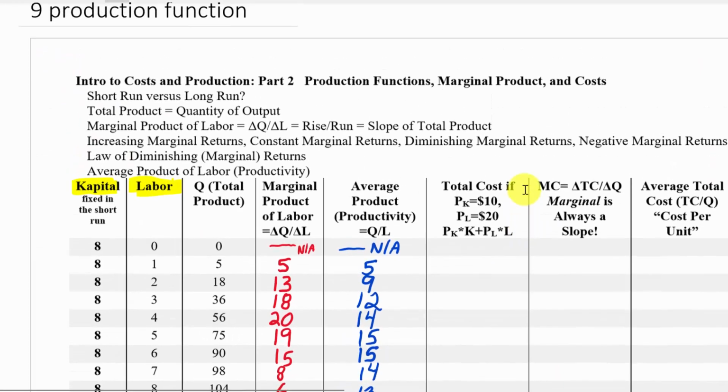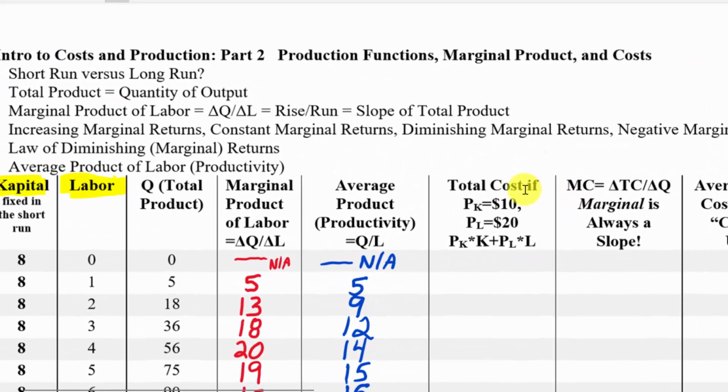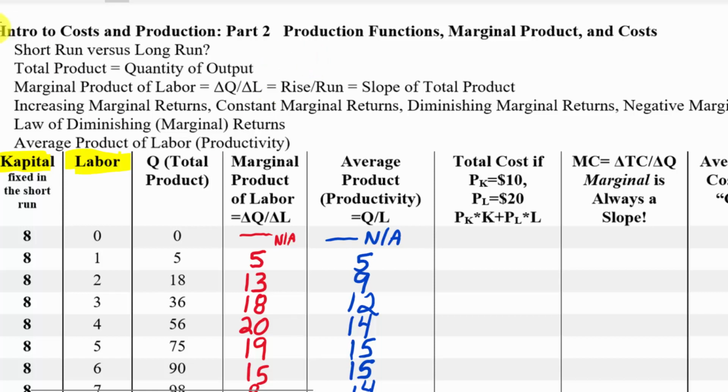Let's go back and look at some of these definitions up here now. So we talked about the short run versus the long run, and total product and the marginal product of labor is the slope of a total product function or a total product graph. Increasing marginal returns. So what we're talking about here when we're talking about the marginal product of labor is an idea we call marginal returns to labor.